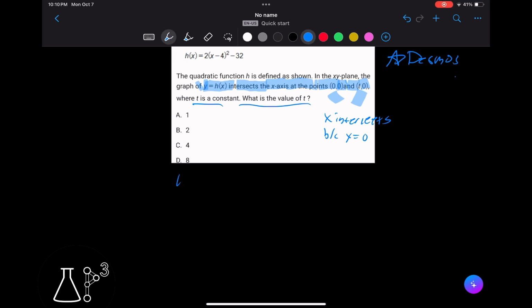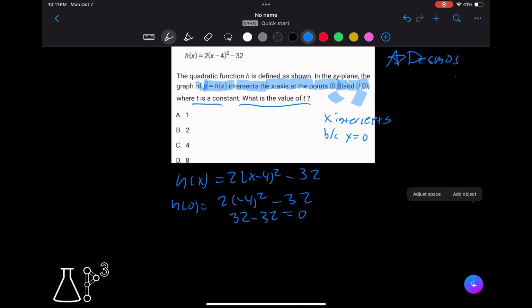So let me rewrite h of x, which equals 2, parentheses x minus 4 squared minus 32. When I plug in 0, h of 0 equals 2 times negative 4 squared minus 32. Negative 4 squared equals 16. 16 multiplied by 2 equals 32, and then 32 minus 32 equals 0. Because h of 0 equals 0, both sides equal 0. Therefore, 0, 0 is true to this equation.